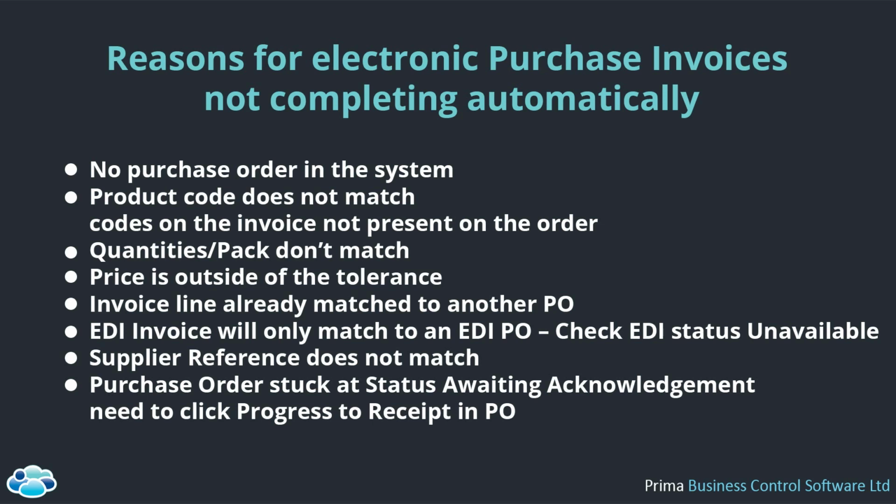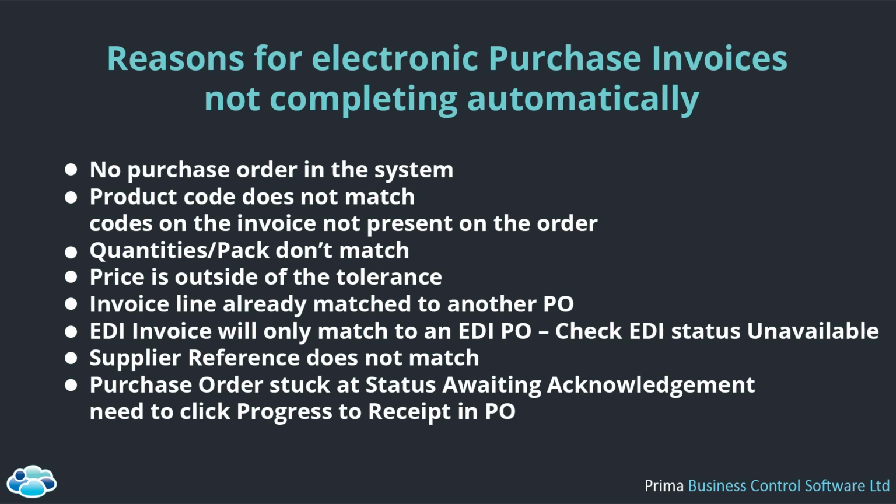So what I've got up on the screen here is a list of the reasons, and I'm just going to run through these to make sure I've reiterated the point and people follow. If you don't follow what that means, one of the guys here is on the chat, so you can ask them a question. The first one: no purchase order in the system. An EDI invoice has to match to a purchase order that exists in Prima.